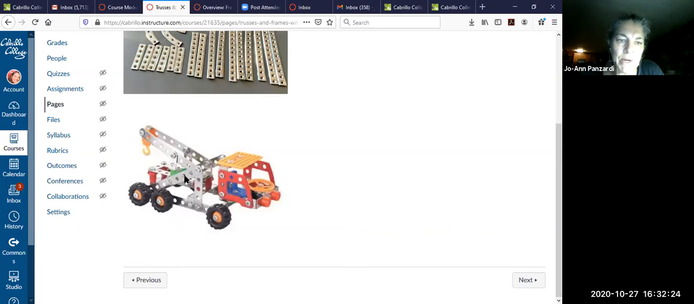Look at this member now. This member has what, 5, 6, 7, 8, it looks like 9 holes. Again, it's only connected on the end. It's called a two-force member. Take a look at this member right here. It has 3, 4, 5, 6, 7, 8, 9 holes, and it's connected on the ends, but it's also connected somewhere else. It's called a three-force member.